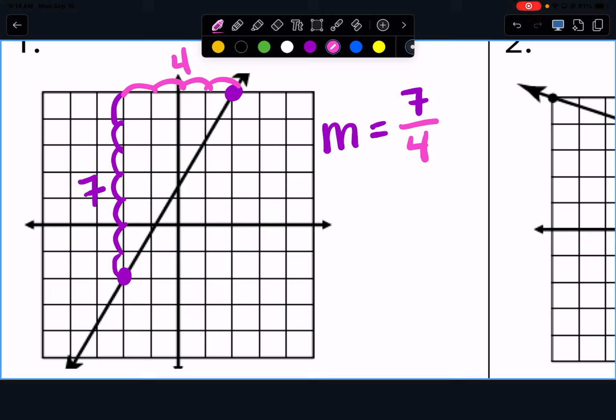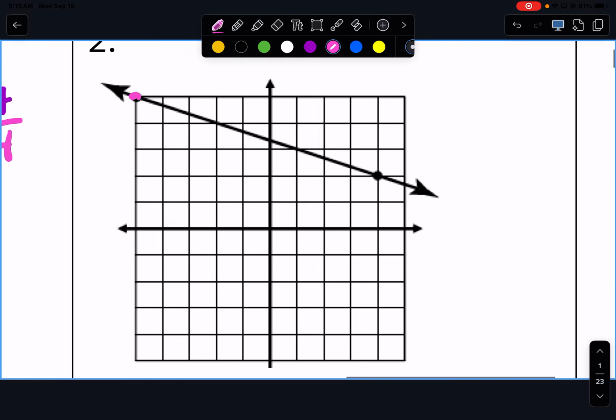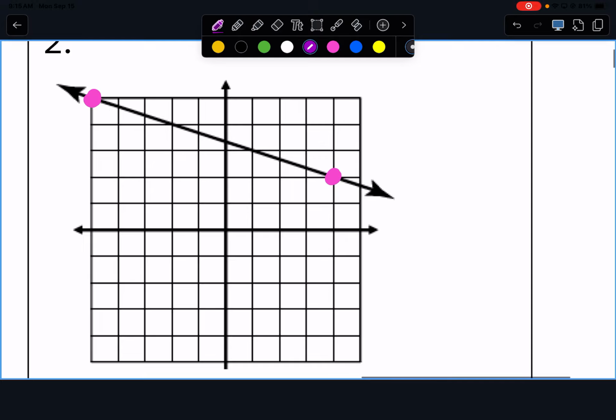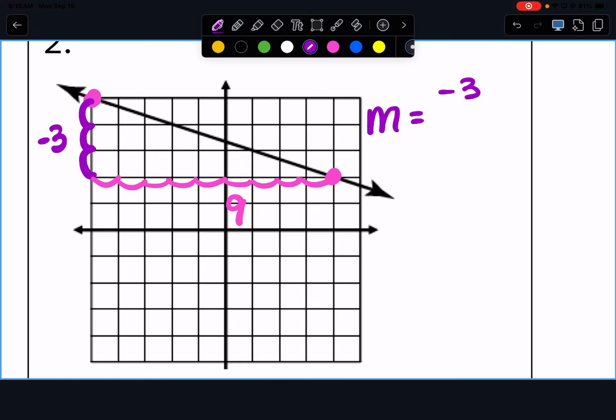Then we're going to look at question 2. So again, we're going to go from here to here. But in order for us to do that, do I need to go up or down? Down. So that's going to make my rise negative. So my rise needs to be -3. And then what is the run? So when we do this, we will have our slope is equal to -3 over 9.